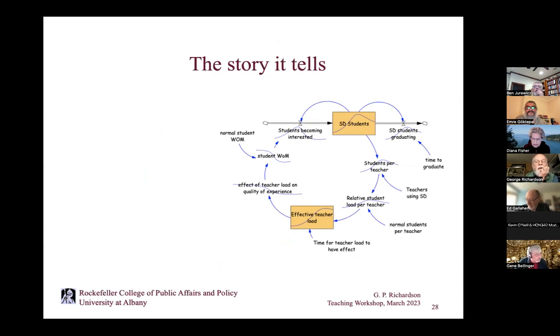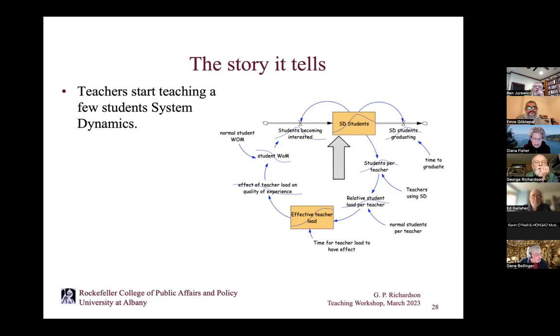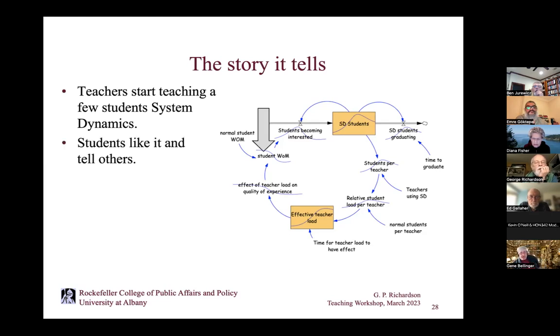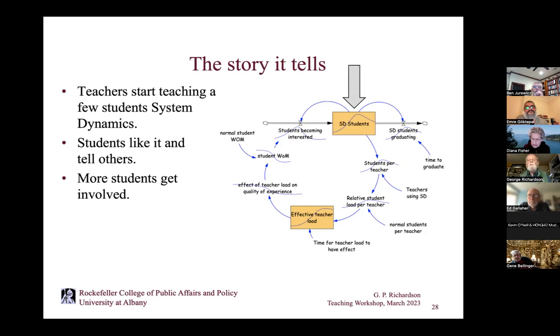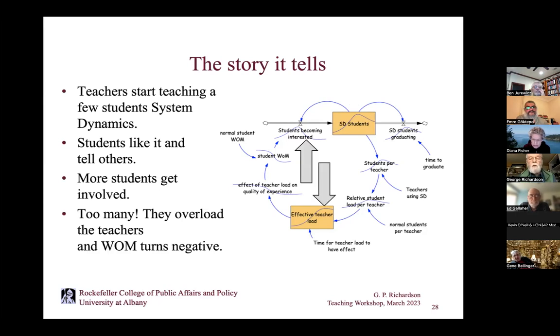So here's the story that the model tells. Teachers start teaching a few students system dynamics. There's the arrow pointing to just a few students. Students like it and tell others. So word of mouth is high and positive, and it's great. They're attracting students. More students get involved. Eventually, we have a lot of students studying system dynamics, or relatively a lot. Eventually, we get too many, so that the effective teacher load has risen probably way above where we want it to be. And that overload causes students to lose interest; they're not having a good time.